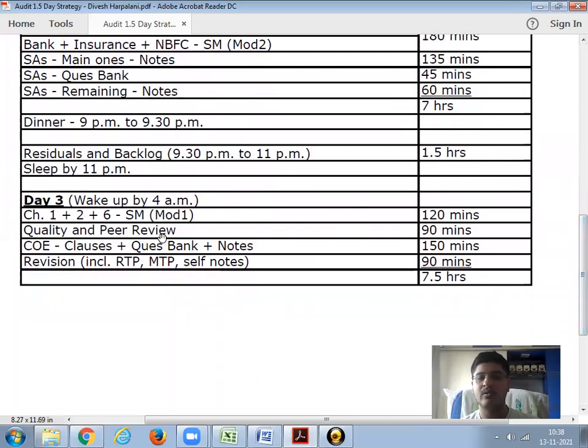Quality review and peer review: there were a lot of amendments in our attempt. Plus, there are a lot of things that you'll have to learn when it comes to quality review and peer review. So which is why I kept it on the day of exam.